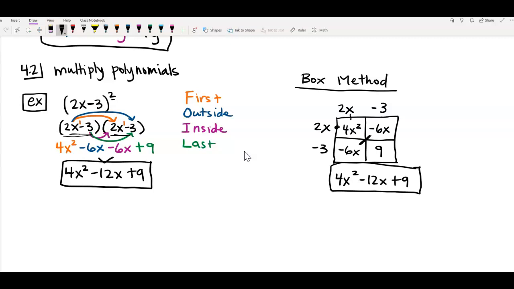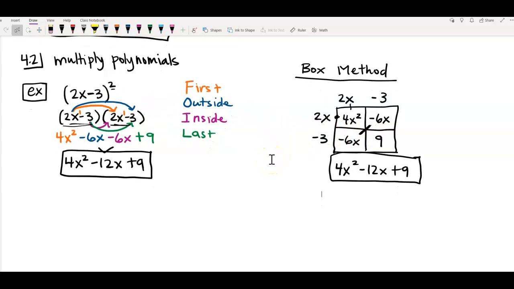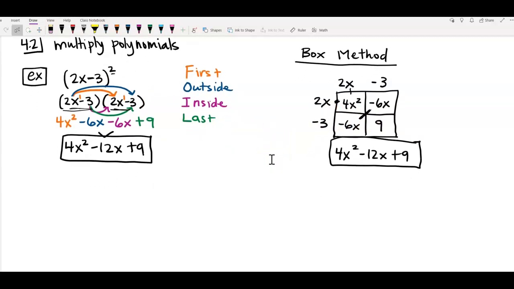Okay, so some people prefer this method over the FOIL method here. Either way, I really don't care. Whichever way you think is going to work better for your brain to do this, that's what I want you to use. That's why I show you an alternate way that you can do it. Because some people are just more visual learners, and so having something like this box method just makes more sense to their brain. Okay? Questions on that first one about multiplying polynomials?